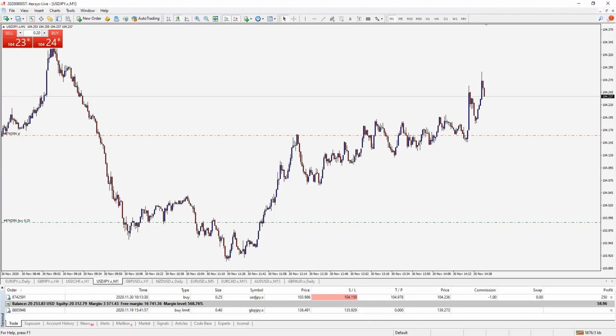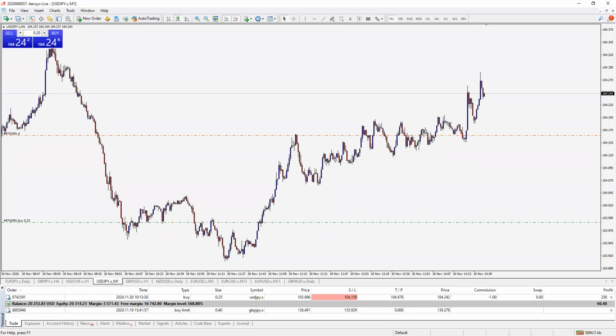What I'm doing now is managing the position. I'm following the price. If the price creates a new low, I roll the stop loss below this low. And if the price creates another new critical low, I roll again and again.